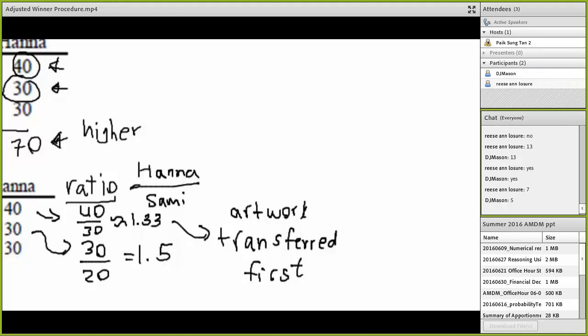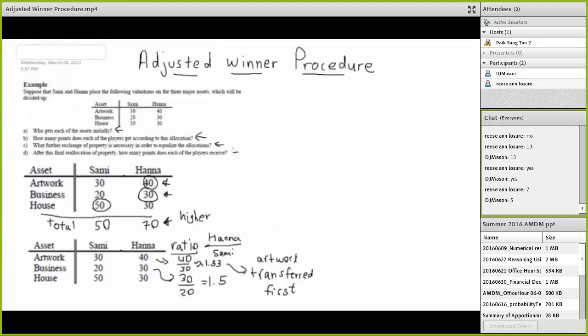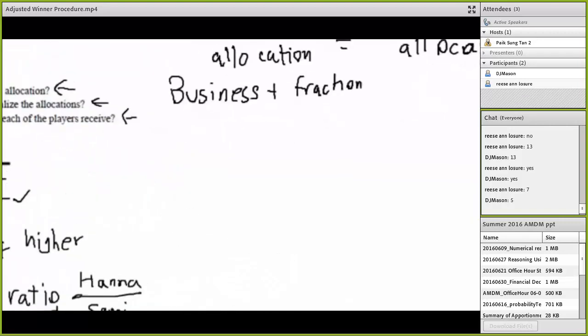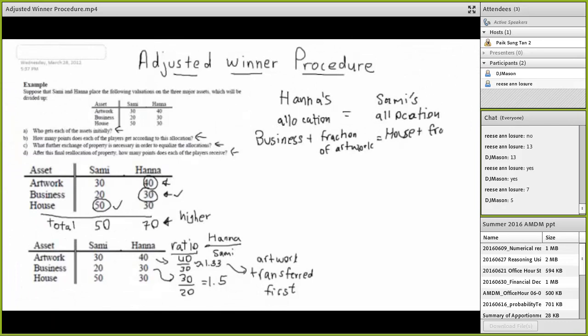So after the final reallocation of property, how many points does each of the players receive? In order to figure out this final allocation, we need to find out what fraction of the artwork Hannah has to transfer to make Hannah's allocation equal to Sammy's allocation, so that Hannah and Sammy both think that they were treated fairly here. So we know that Hannah will get the business plus a fraction of the artwork, and that's the fraction we're trying to figure out right now. And that has to be equal to what Sammy gets, and Sammy is getting the house plus a fraction of the artwork.